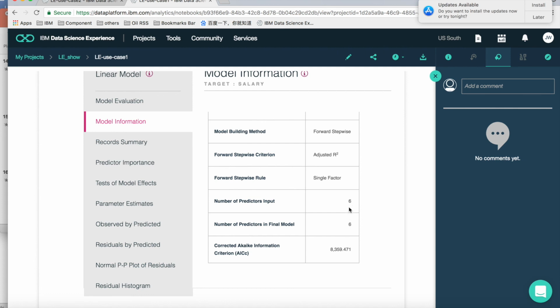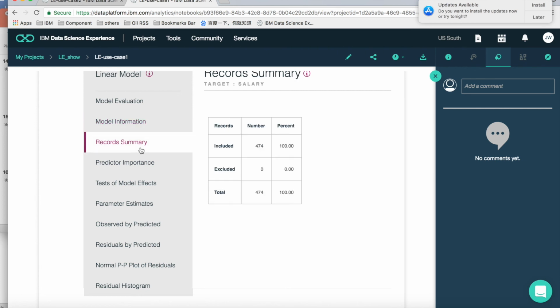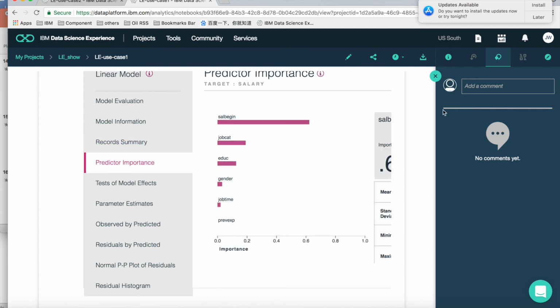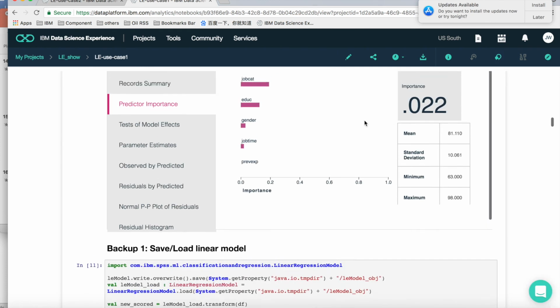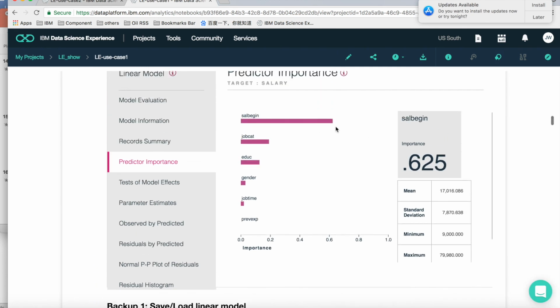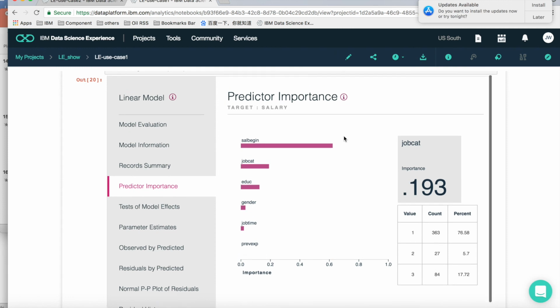It is the same as 6 because all the predictors are used in this model, and the AICC is this value. Record summary: there are totally 474 records. They are all used for the model. This is very useful information for this model.